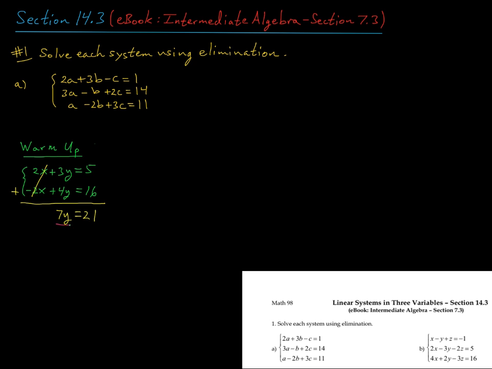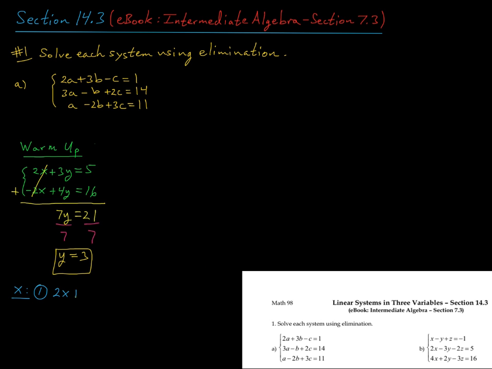So then dividing by 7, I immediately arrive at the value for y, and I see that y is 3. Now to find x, now that I know that y is 3, I can substitute 3 in for y in either equation 1 or 2. So I'll go ahead and just use equation 1.